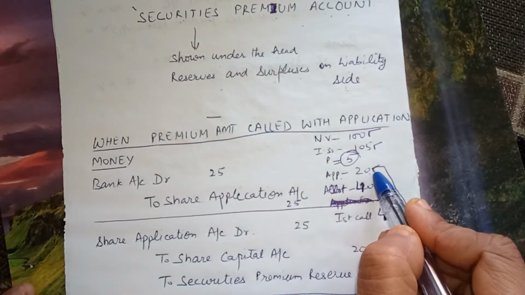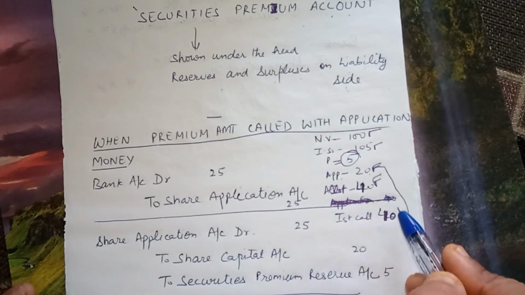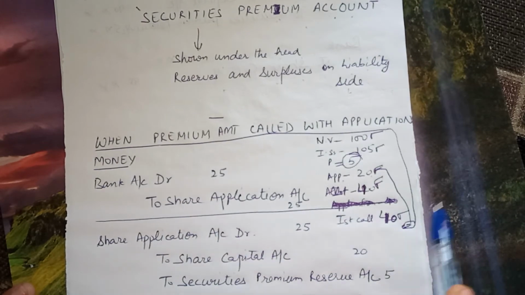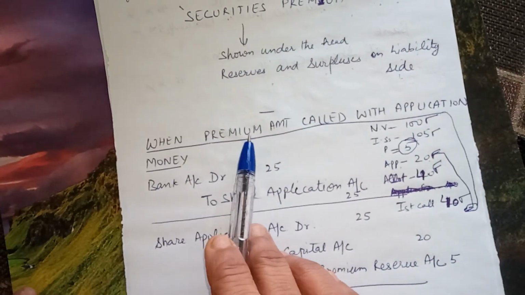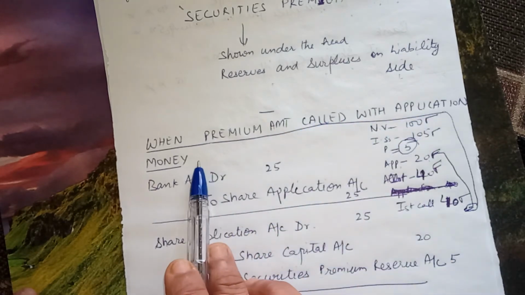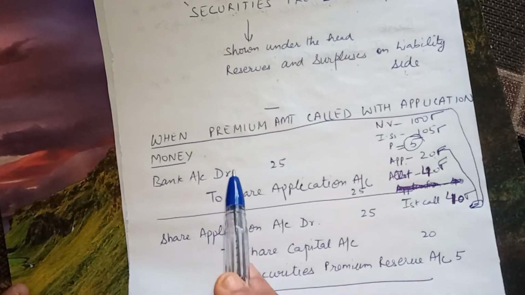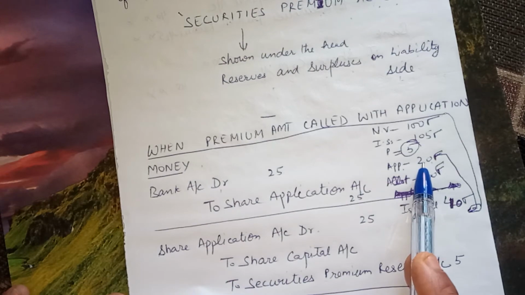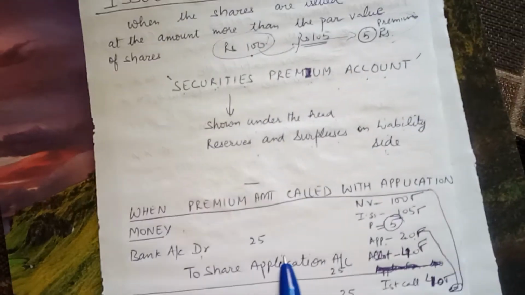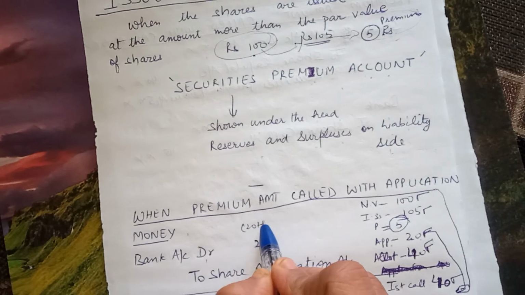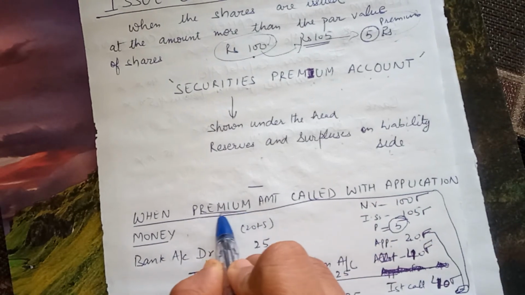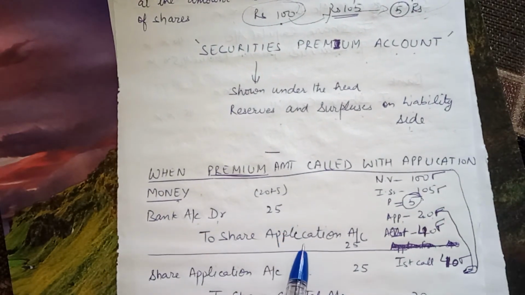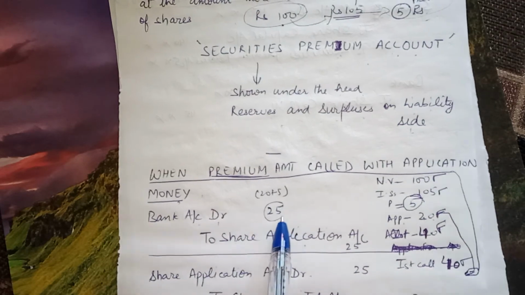We are going to call application money rupees 20, allotment rupees 40, first call rupees 40. These are just for making the understanding easier. So the first case is when the premium amount is called with application money. Here, how will we pass the entry? Bank account debit to share application account. Share application is rupees 20, but here we are going to add rupees 20 plus premium, because the premium amount is being called along with application money. So the entry will be bank account debit to share application account with rupees 25.